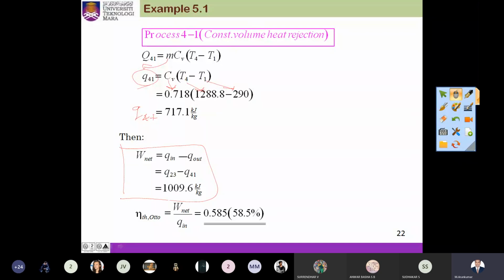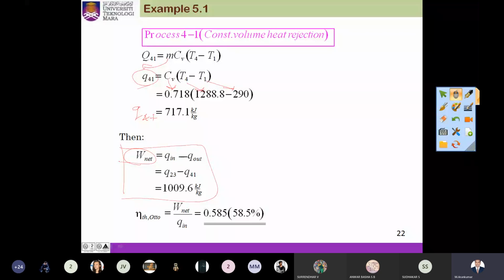So we know the heat supply value from process 2 to 3. Then we know the heat rejected value from 4 to 1. So we can substitute to calculate the W net value. If you calculate, we can get the value 1009.5 approximately kilojoule per kg.